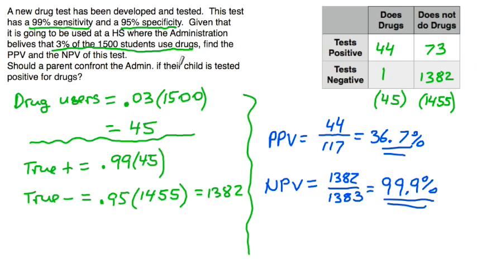So if I was a parent and my child was tested positive for drugs according to this test, even though it had a 99% sensitivity, I would argue that more than likely my kid really didn't do drugs, according to the PPV.